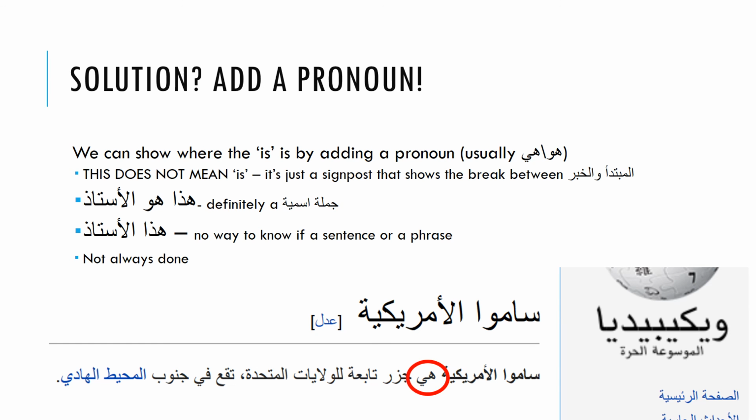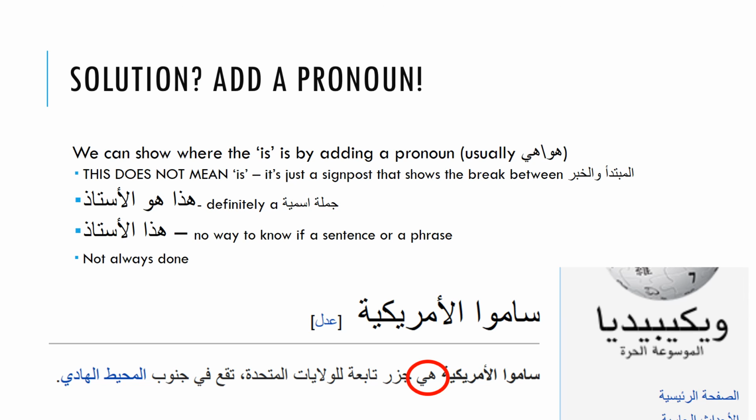There is a solution to this used in Arabic quite often, and it is to put a huwa or hiya, a pronoun usually, in between the two parts of the sentence. And in Arabic this is called damir fasl, a pronoun that just separates parts of the sentence. Hold in mind, this does not mean "is." This is not a substitute for the word "is." There is no word "is." It's just a signpost. And people don't always use this, so you can't rely on it existing.